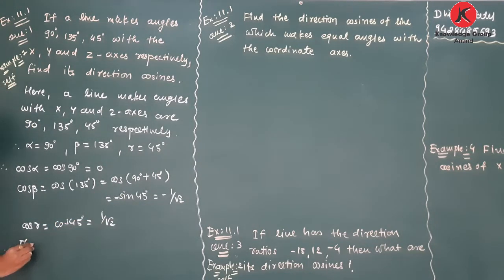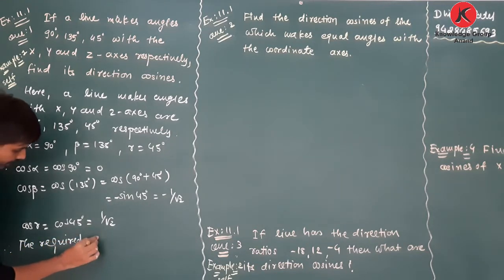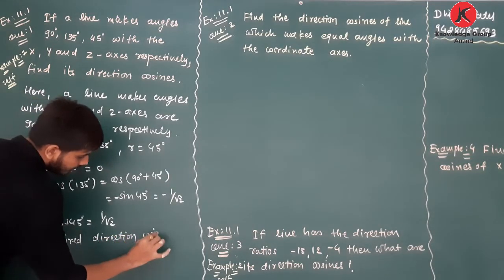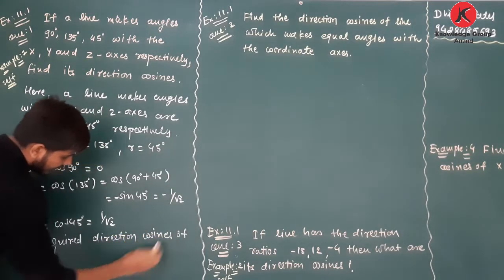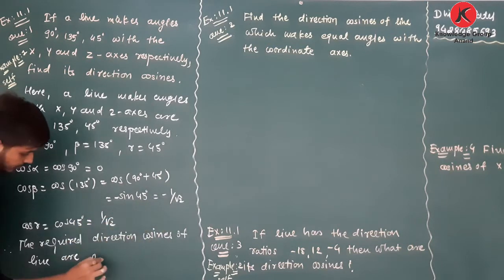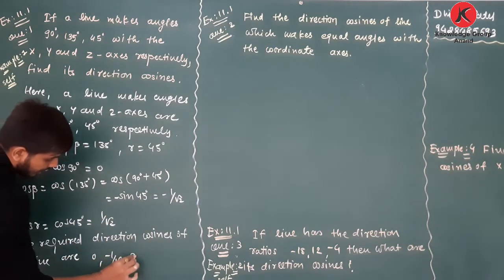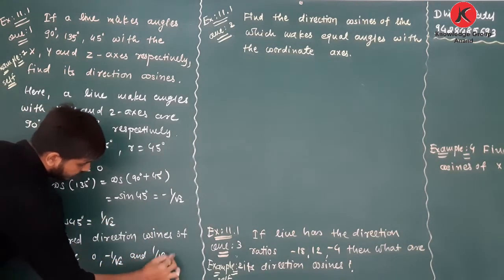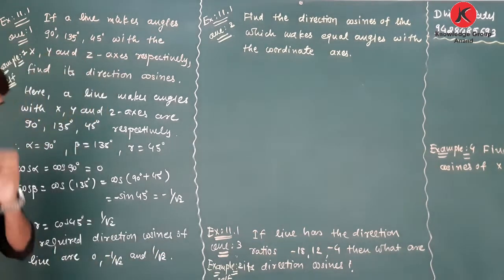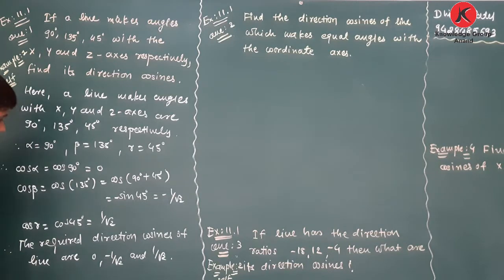Therefore the required direction cosines of line are 0, minus 1 by root 2 and 1 by root 2. Cos alpha, cos beta and cos gamma are the direction cosines. It is quite an easy question.